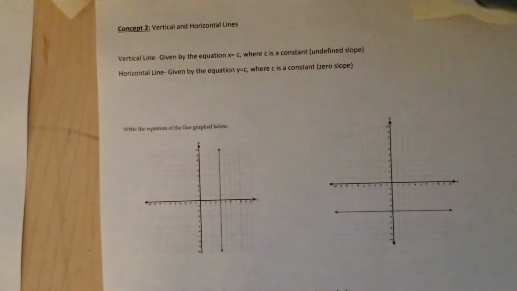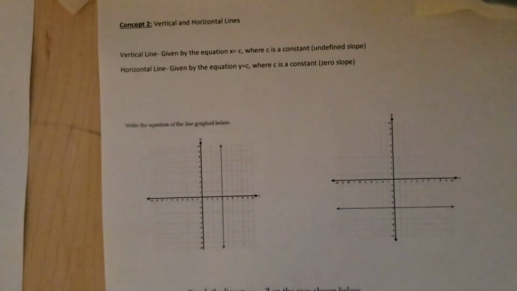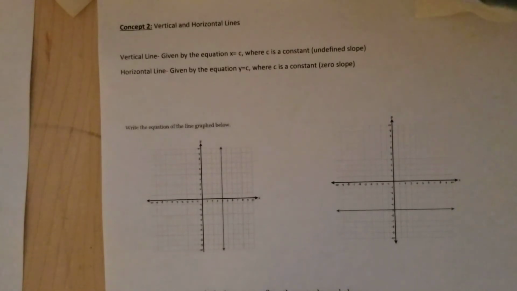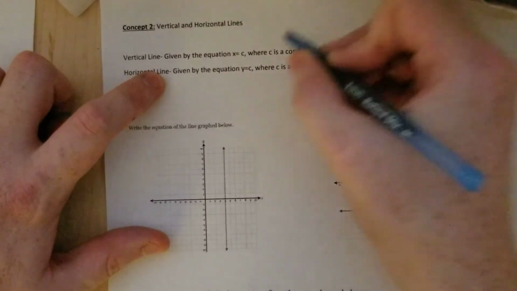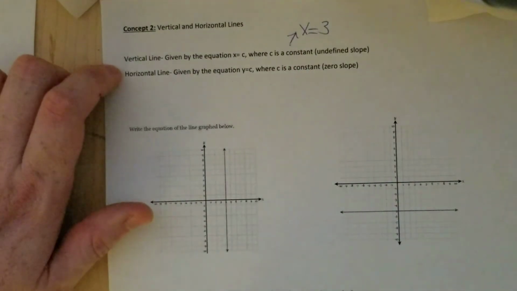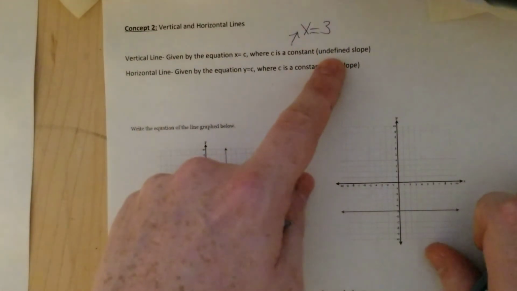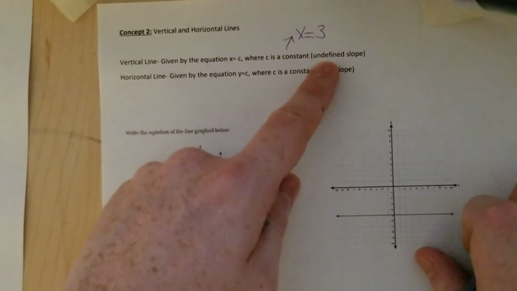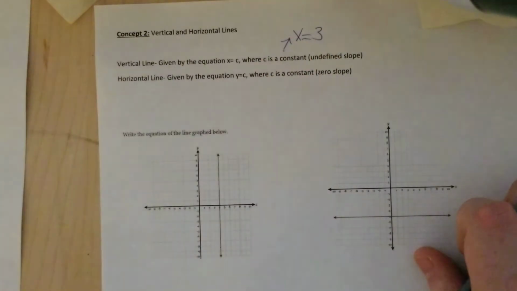All right, our second concept for today is we're going to be looking at vertical and horizontal lines. Vertical lines are given by the equation x equals c, where c is a constant. So for example, x equals 3 would be a vertical line. And we're going to see when we graph these have an undefined slope. So if you were finding the slope yesterday and you ever got an undefined slope, the reason is you really had a vertical line.